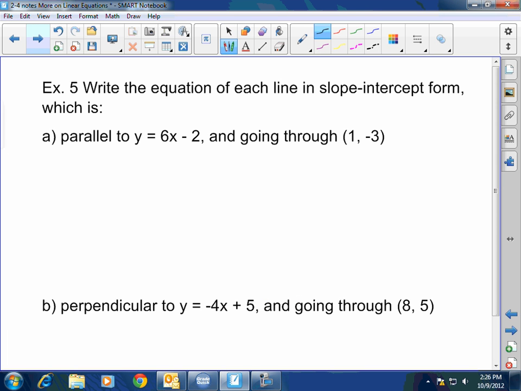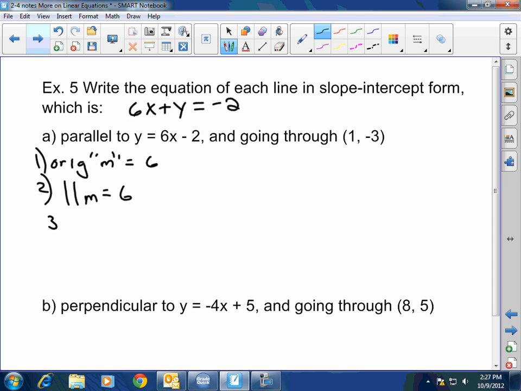They want you to write an equation of each line in slope-intercept form, which is A, parallel to y equals 6x minus 2, and going through 1 comma negative 3. If it were not given like this, you would first have to solve for y to get into slope-intercept form. Now, let's go by my rules. What's the original slope? The original slope is 6. Are we looking for a parallel or perpendicular slope? Parallel. What's my parallel slope? 6.